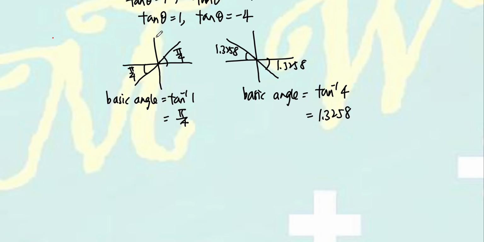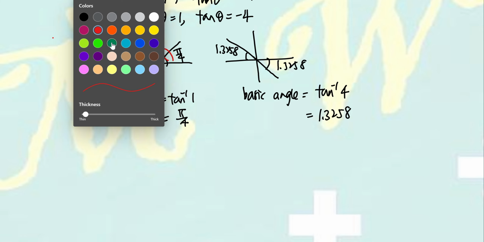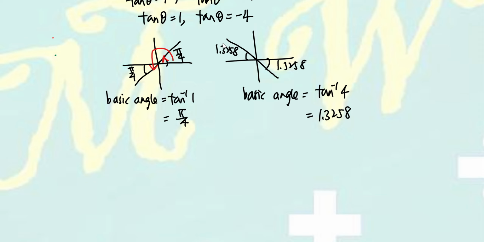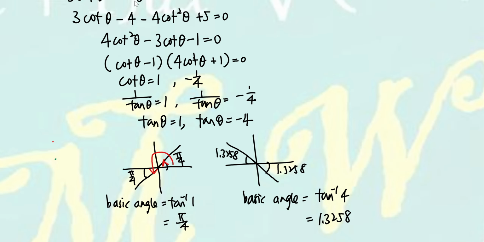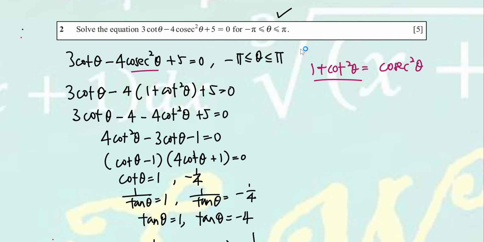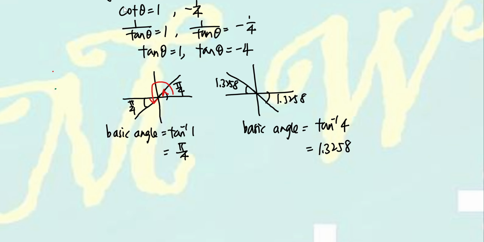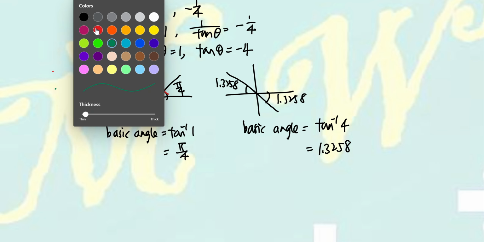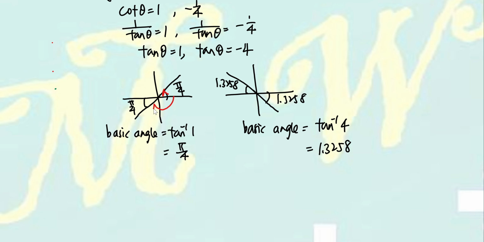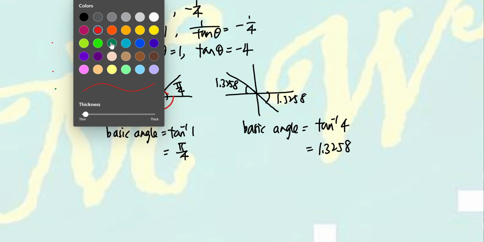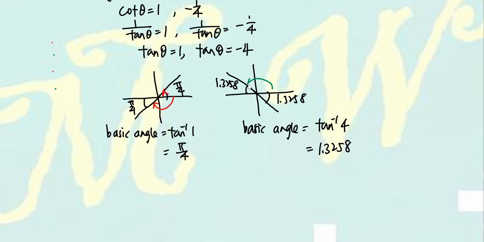Alright, so that means my first angle is in the first quadrant, and the second angle is in the third quadrant. But wait, you have to be careful. Your theta is between minus pi and pi. That means instead of the third quadrant, we need to consider the negative part, the bottom part, so it should be over here. And for the other one, be careful with the interval. These are the 2 angles.